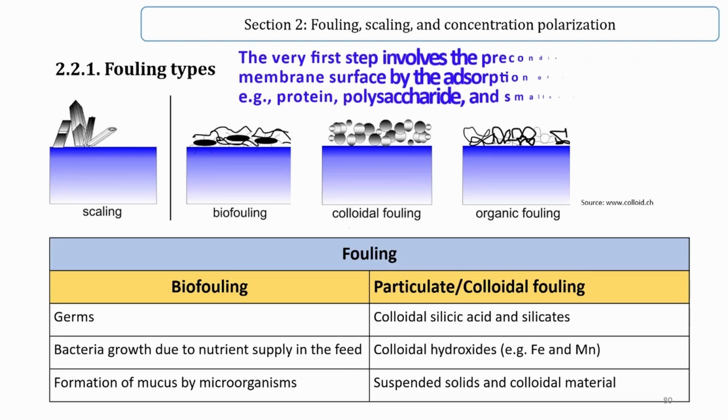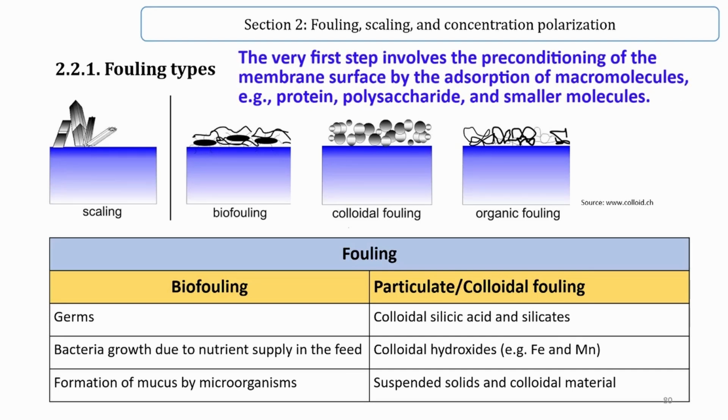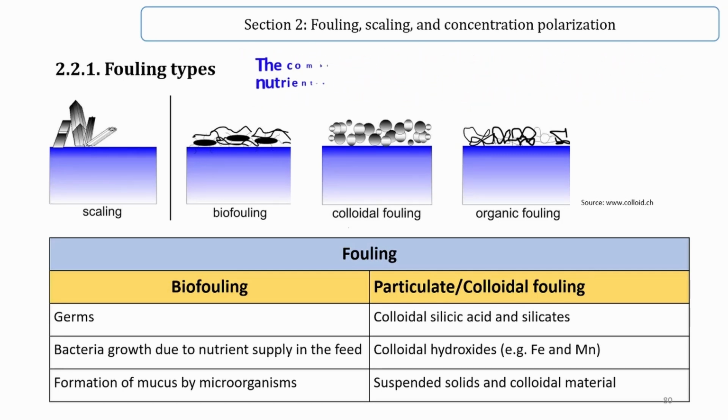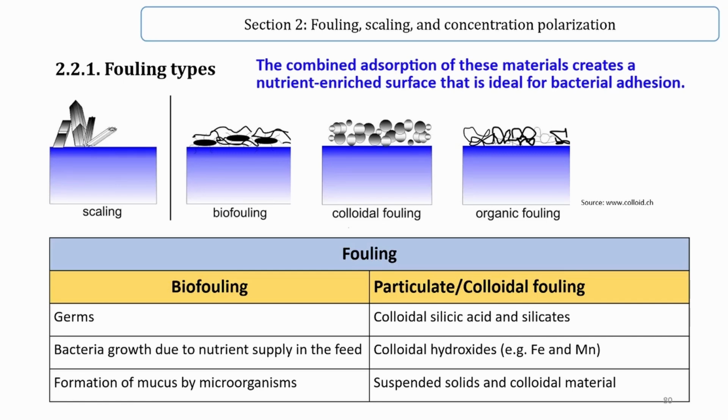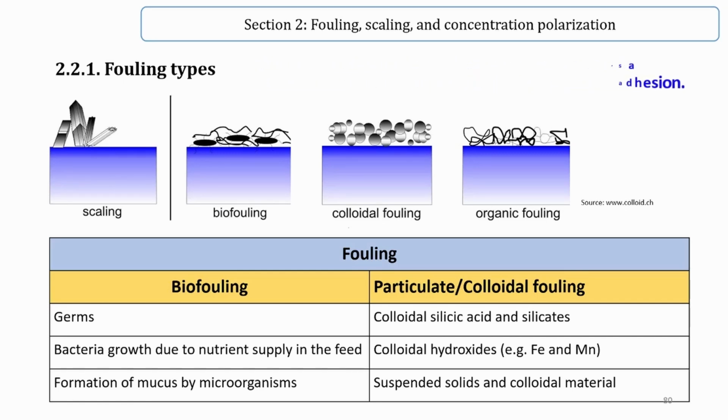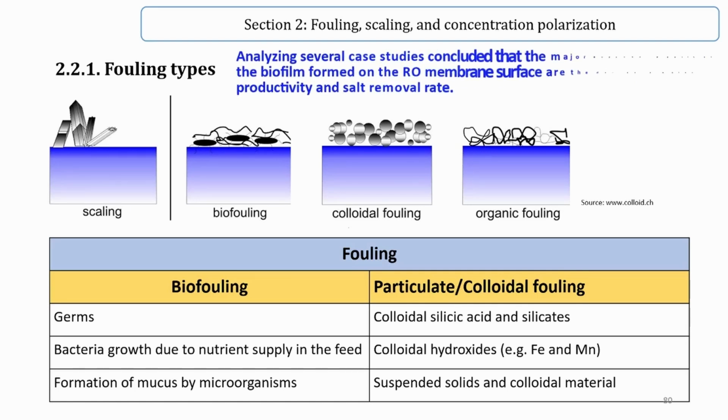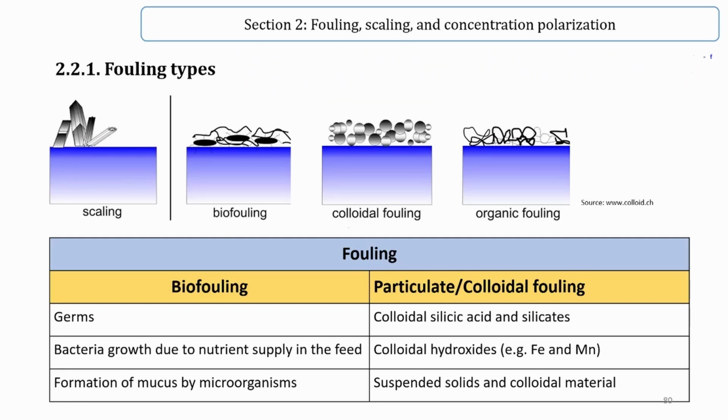There are several main steps in the development of biofilm on the reverse osmosis membrane surface. The very first step involves the preconditioning of the membrane surface by the adsorption of macromolecules such as protein, polysaccharides, and smaller molecules. The combined adsorption of these materials creates a nutrient-enriched surface that is ideal for bacterial adhesion. Analyzing several case studies concluded that the major negative impacts of the biofilm formed on the reverse osmosis membrane surface are the decline in water productivity and salt removal rate.